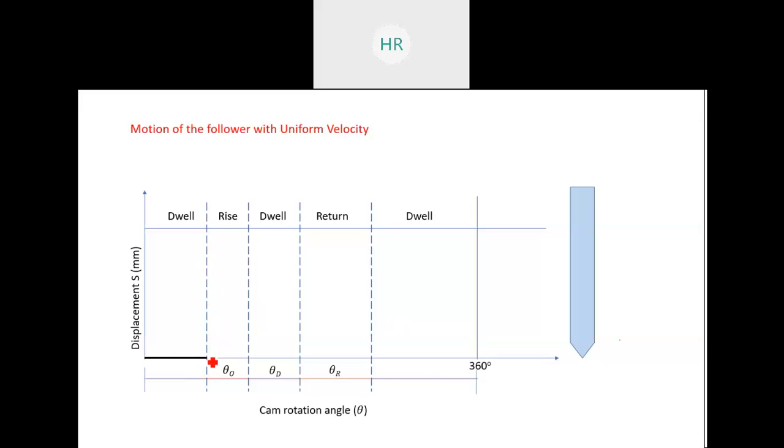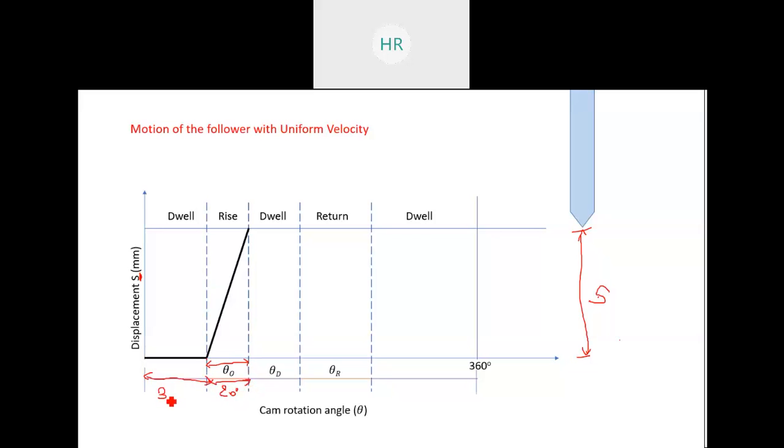Now next, after reaching this point, there is rise. So my follower will move up by the distance s. In the rise portion of the cycle, my follower will move by distance s, or you can say it is lifted by distance s, or you can say it is displaced by distance s. So during this much angle, my follower is rising. Then after the rise period is over, means after 30 and 20 degree, for example, I have taken it as 20 degree and 30 degree.